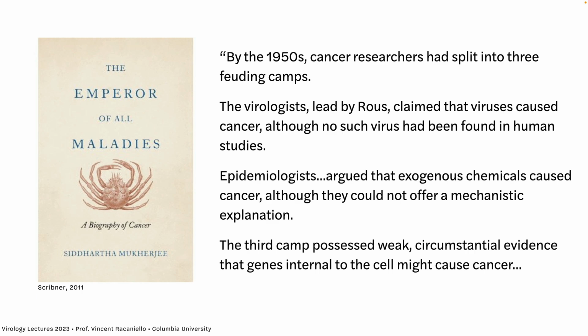Now, this whole story of how it was figured out the mechanism by which this virus causes tumors is in this very nice book by Siddhartha Mukherjee, who's an oncologist up at the Medical Center of Columbia. I'm sure some of you have read this. He won the Pulitzer Prize for this. In my opinion, it's his best book, The Emperor of All Maladies: A History of Cancer. So he writes, by the 1950s, cancer researchers had split into 3 divisions, and they all argued with each other. One said viruses cause cancer. That was Rous and others. But no human cancer virus had ever been found.